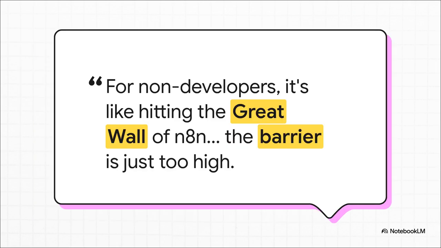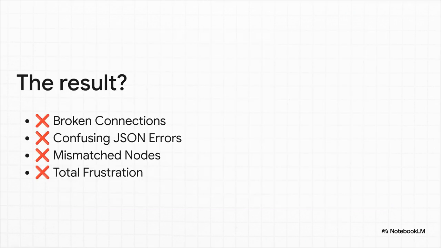And yeah, a lot of people feel this way. It's not just you. As one user perfectly put it, for non-developers, it's like hitting the Great Wall of n8n. There's something great on the other side, but the barrier is too high. It just feels like it was designed for developers, not for the rest of us. And so you end up with workflows that are, well, they're just broken. You spend hours dragging and dropping nodes, trying to connect them, only to get slammed with these super confusing error messages about JSON expressions. I mean, that's just a fancy way of saying how apps talk to each other. It's just total frustration.